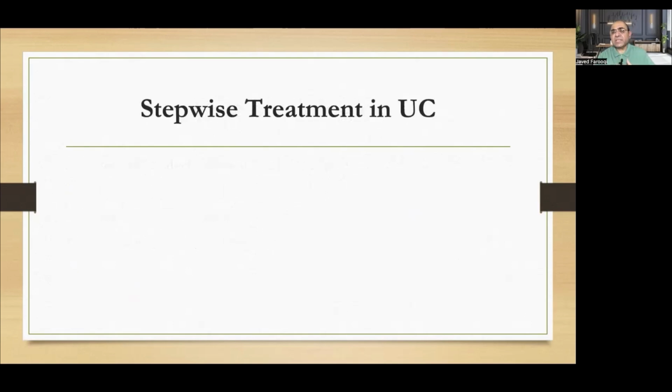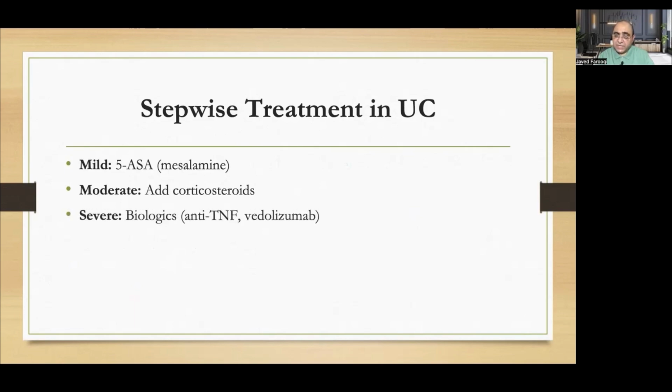So one is the stepwise treatment in ulcerative colitis. What is that? In mild disease, 5-aminosalicylic acids or mesalamine is given. In moderate, corticosteroids are added. And in severe, biologics are added, including anti-TNF and vedolizumab. Then in the fulminant case, surgery is considered.